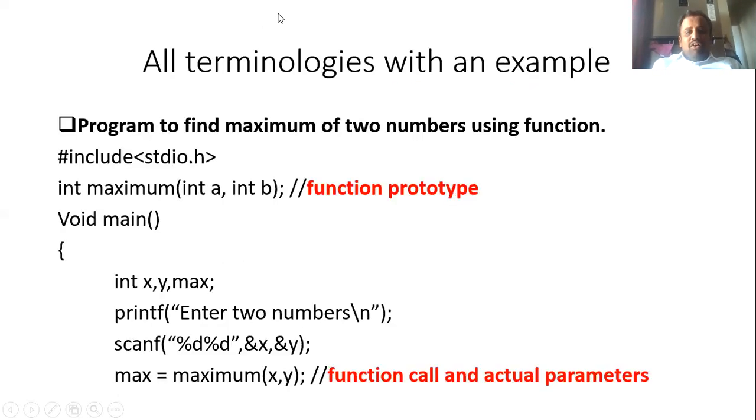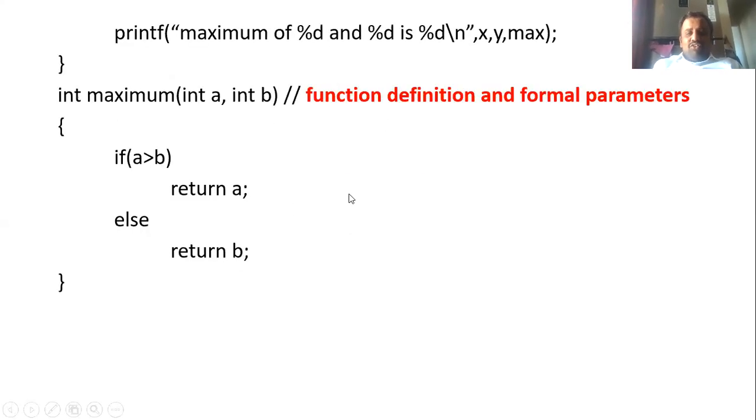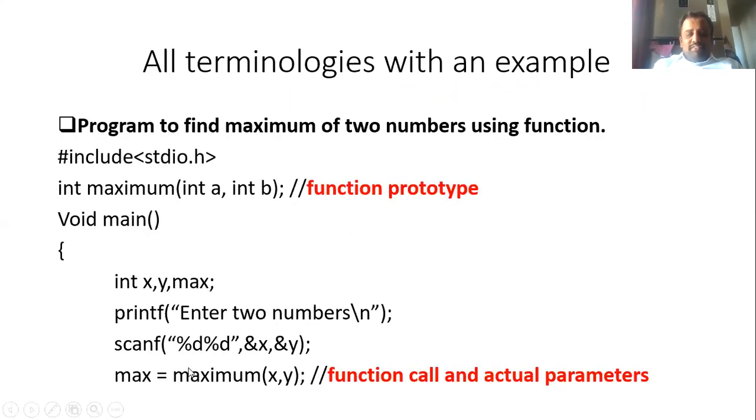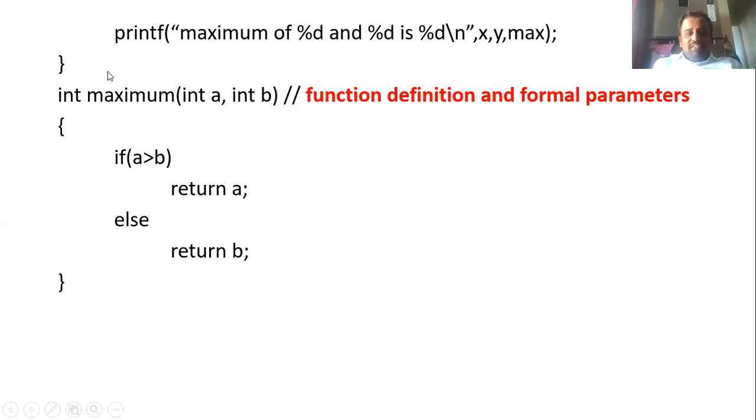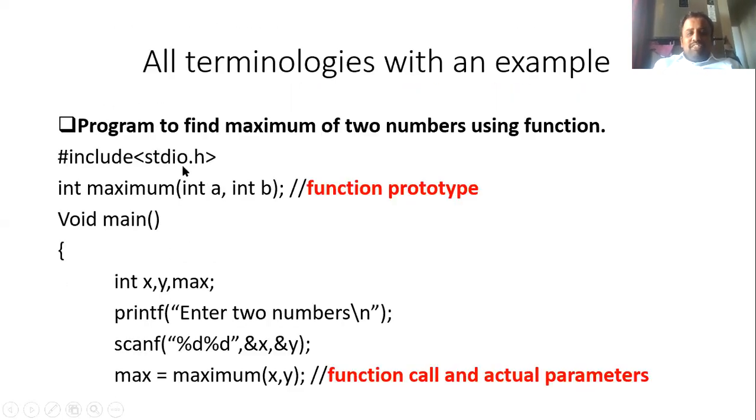Any time we use a user defined function, it has a function prototype, which is also called a function declaration. Then there is the function call, and after that the function definition. The function call is nothing but the calling function, and the function definition is nothing but the called function. In the beginning of your program, you need to mention the function prototype, or function declaration.